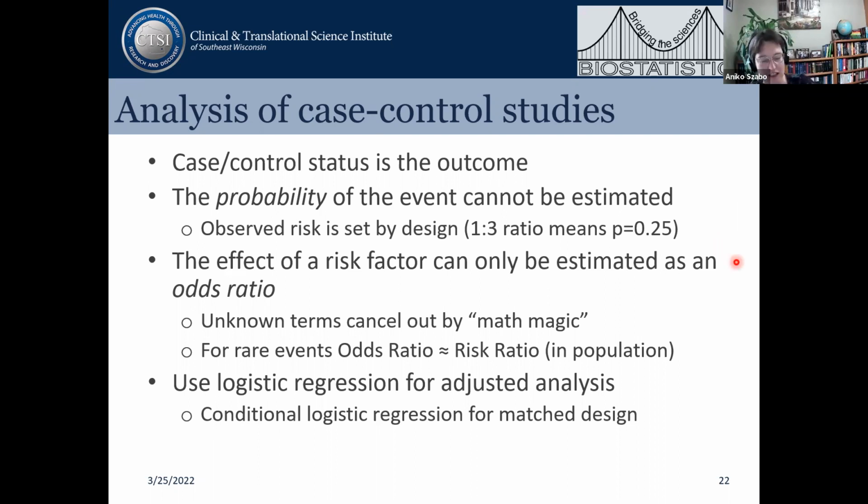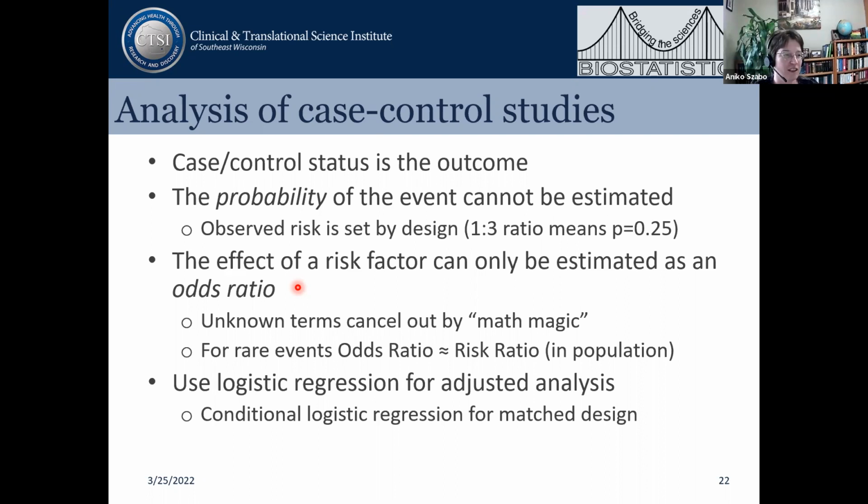And as a result, you cannot do many calculations with it. You cannot calculate the risk ratio, the ratio of the probabilities. But it turns out that you actually can calculate an odds ratio, and this is kind of math magic. If you write down the formula for the odds ratio in this case, there are some things that you don't know, but they happen to cancel out. So even though you cannot calculate the probability, the risk ratio, the risk difference, and lots of other things, you can correctly calculate the odds ratio.